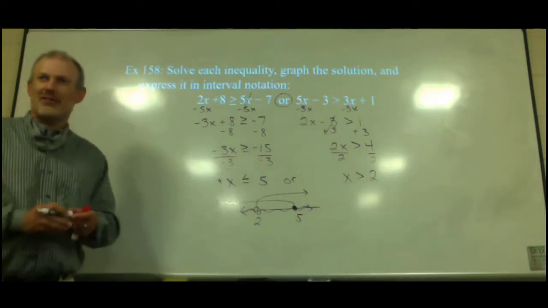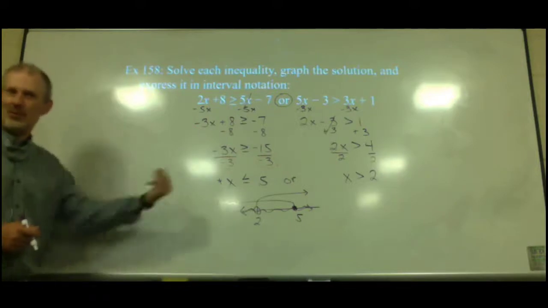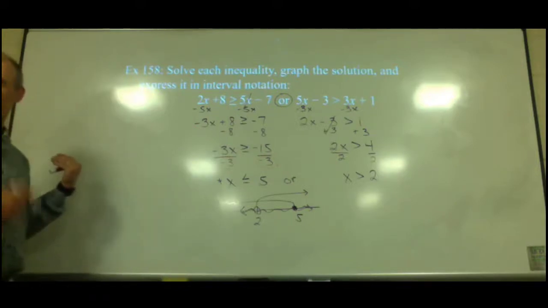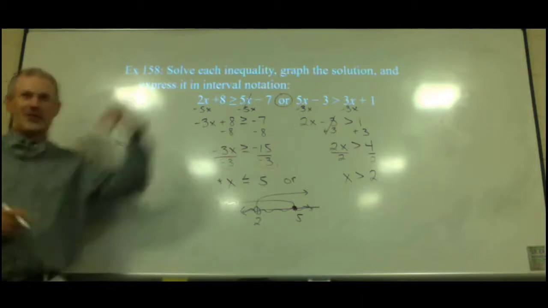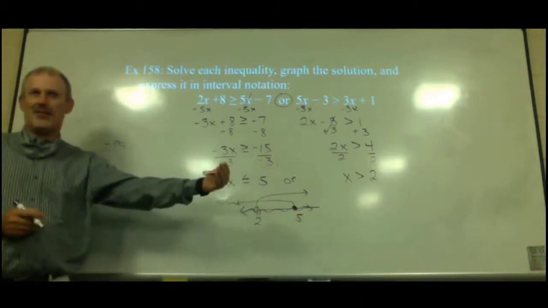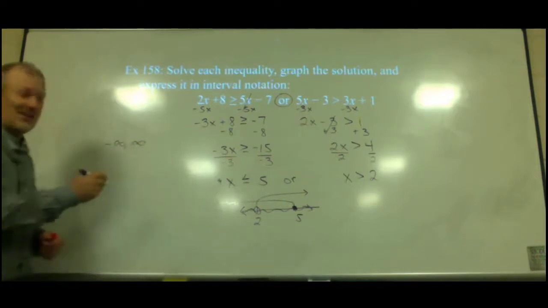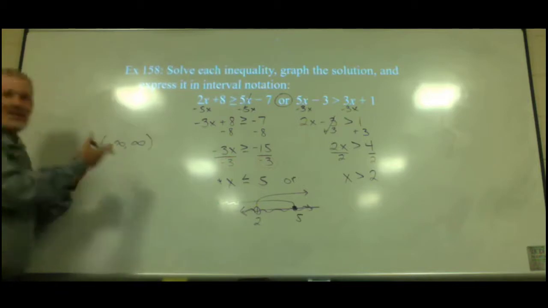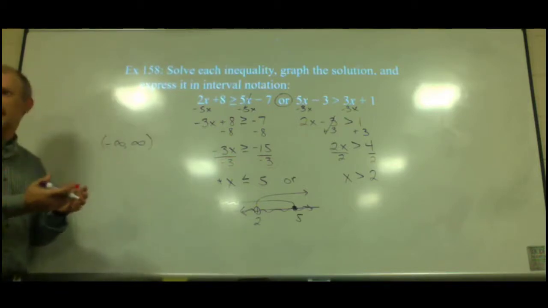This is a different one, we haven't seen this one yet. If we go forever to the left, what do we write on the left? Negative infinity. And if we go forever to the right, what do we write on the right? Positive infinity. And infinities always get parentheses. This means everything from negative infinity to positive infinity.